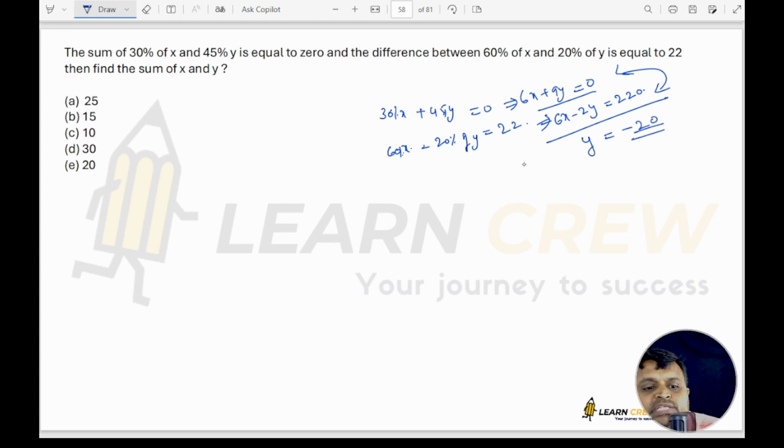If y is minus 20, then x would be how much? If y is minus 20, minus 40 goes that side. 6x is 180, x is 30. So x is 30 and y is minus 20. x plus y is 30 plus minus 20, which is 10. So the answer is 10.